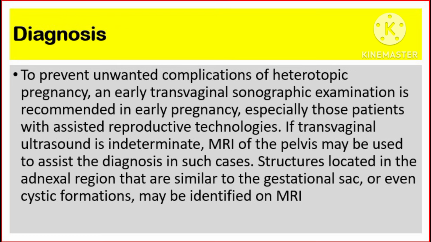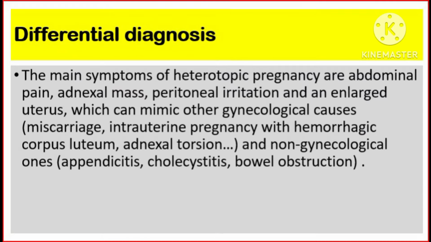Structures located in the adnexal region that are similar to the gestational sac or even cystic formations may be identified on MRI. Differential diagnosis. The main symptoms of heterotopic pregnancy are abdominal pain, adnexal mass, peritoneal irritation, and enlarged uterus, which can mimic other gynecological causes such as miscarriage, intrauterine pregnancy with hemorrhagic corpus luteum, adnexal torsion, and non-gynecological ones such as appendicitis, cholecystitis, and bowel obstruction.